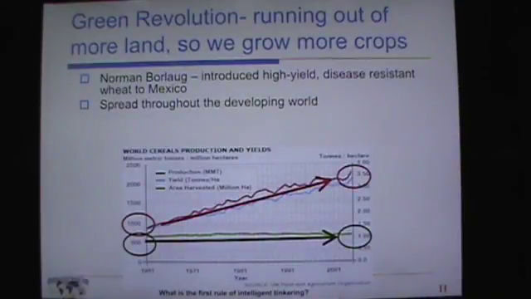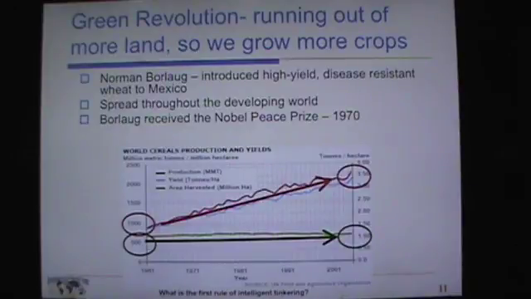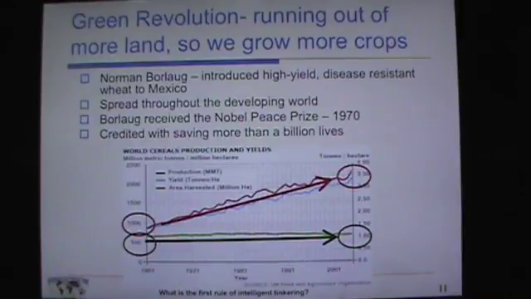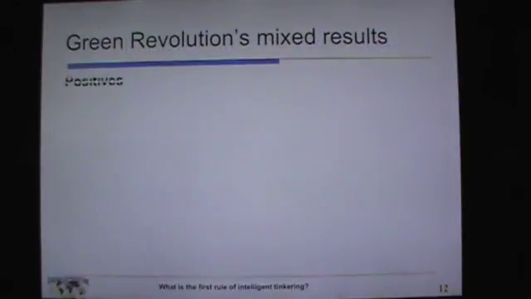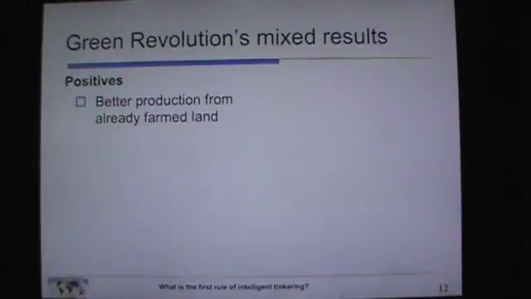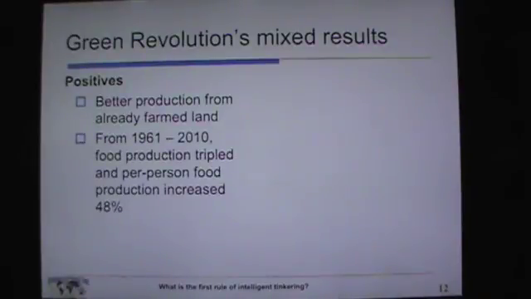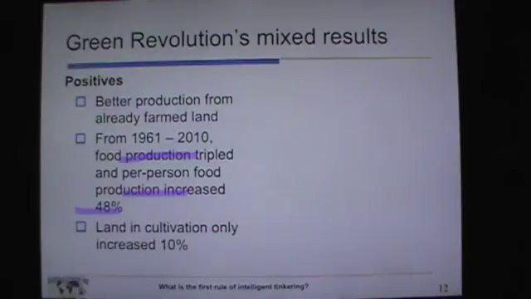The area harvested is about 500 million hectares. It still hasn't changed very much over that period of time. So he received the Nobel Peace Prize in 1970, and he's credited with saving more than 1 billion lives, because we're able to feed more people now because of this green revolution. But there are some mixed results. Well, positives, of course: better production from already farmed land. From 1961 to 2010, food production tripled. Per person food production increased by 48%. That's the green revolution. And as we saw in the previous graph, land cultivated only increased by 10%.